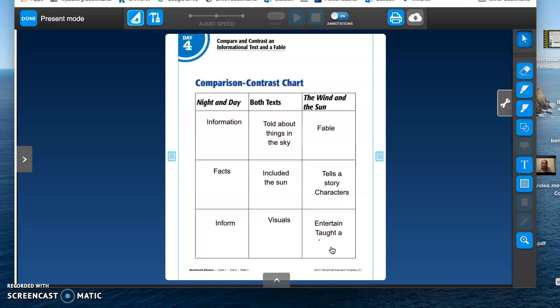This lesson should help you fill out page 13 in your reading comprehension booklet. I hope you learned a lot about comparing and contrasting different types of texts.